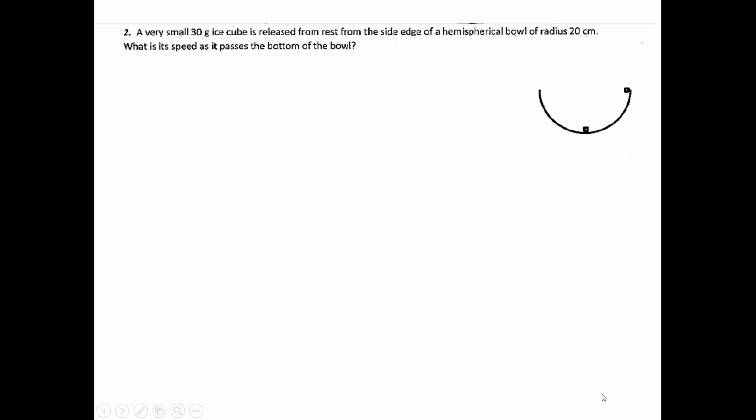Problem 2 involves an ice cube, mass 30 grams, released from rest at the edge. I've got a bowl that's a hemisphere here. I'm just showing the cross section of it. We have to imagine it's completely all the way around, like a metal bowl that's exactly a half sphere, and we place an ice cube just on the inside edge of it, and we'll assume the friction between the wet ice cube and the side of the bowl is 0. So it's released from rest up here, and the question is, how fast is it going as it zooms by the bottom of the bowl there?